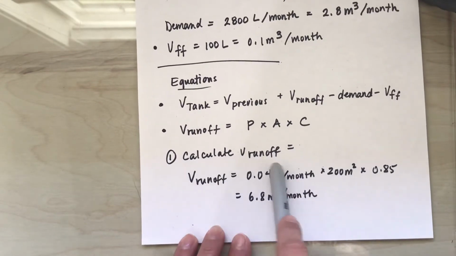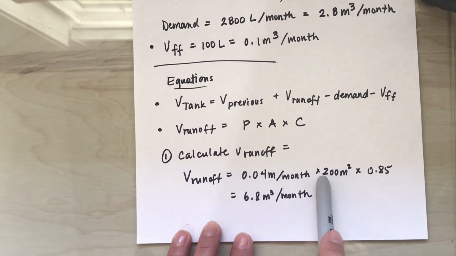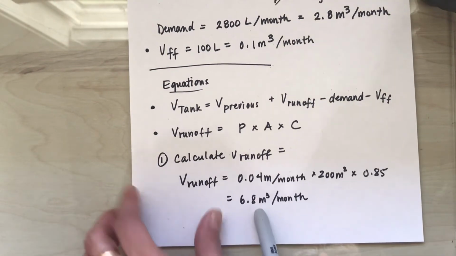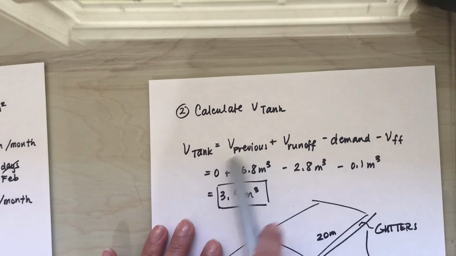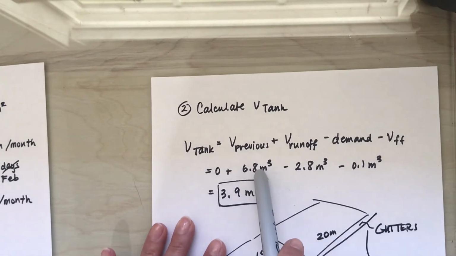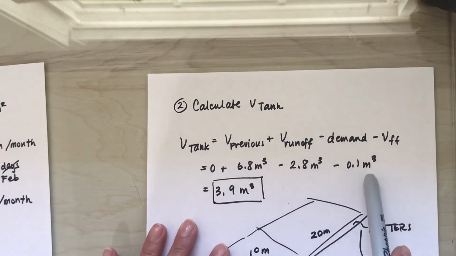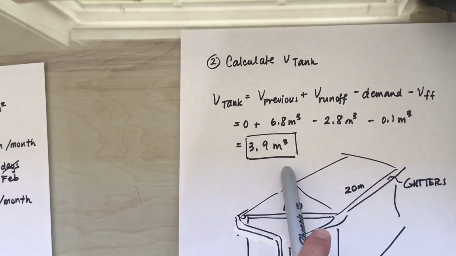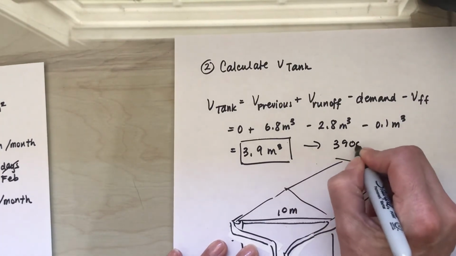The first thing we need to do is calculate the volume of runoff, and that's the precipitation, 0.04 meters per month, times the 200 meters squared roof, times 0.85, or 6.8 meters cubed. All right, so that's that term. Then we can substitute into our main tank equation. We know the previous volume was 0. The runoff we just calculated is 6.8 meters cubed. The demand we calculated as 2.8 meters cubed, and the volume of the first flush is 0.1 cubic meter. We add those all together and we get a 3.9 meter cubed tank, which is the same as 3,900 liters.